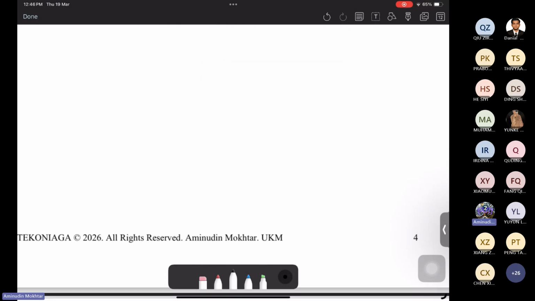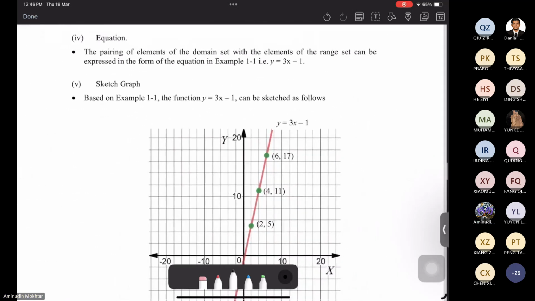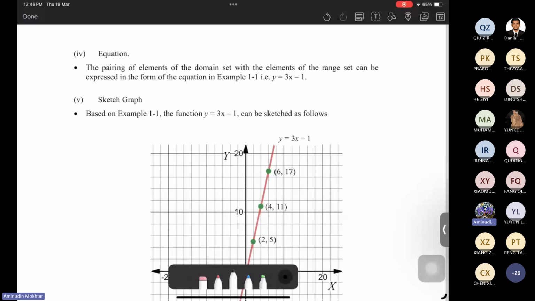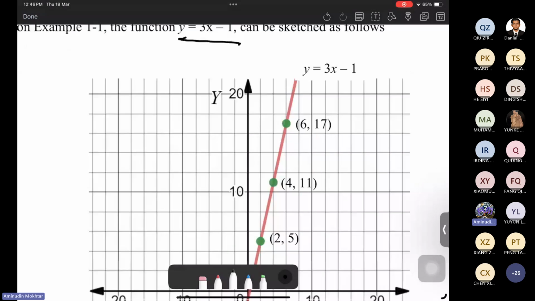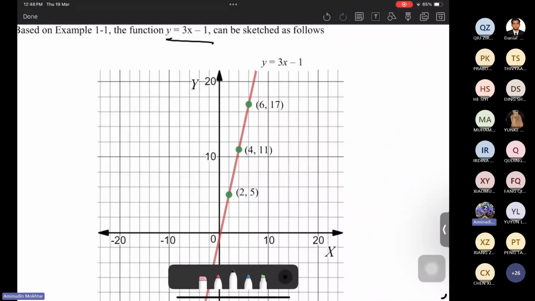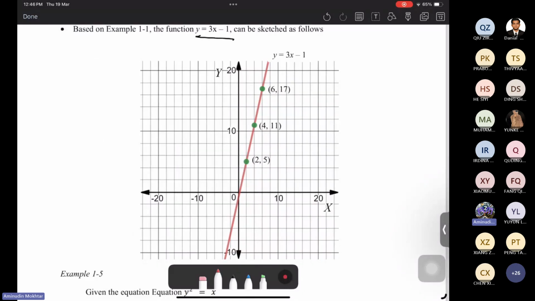Okay, and then the next one, we can draw a line, sketch the graph for this function y equal to 3x minus 1 based on these coordinate points. We just connect all the points. You just take your ruler and draw the coordinate points, and then you can see we have one line here, this red line.